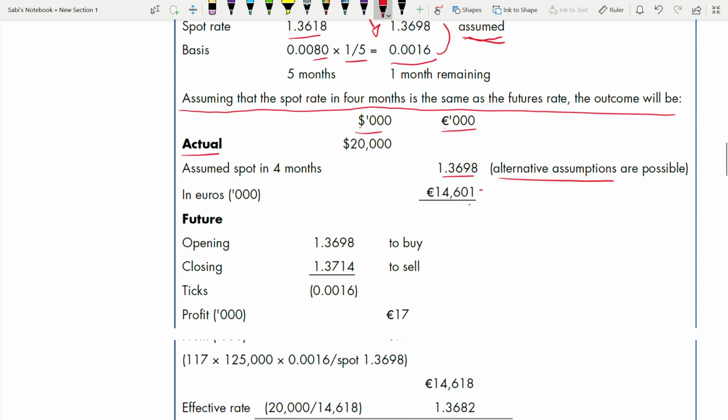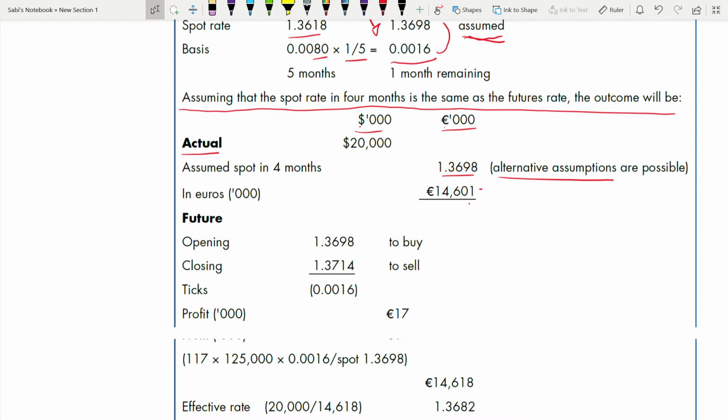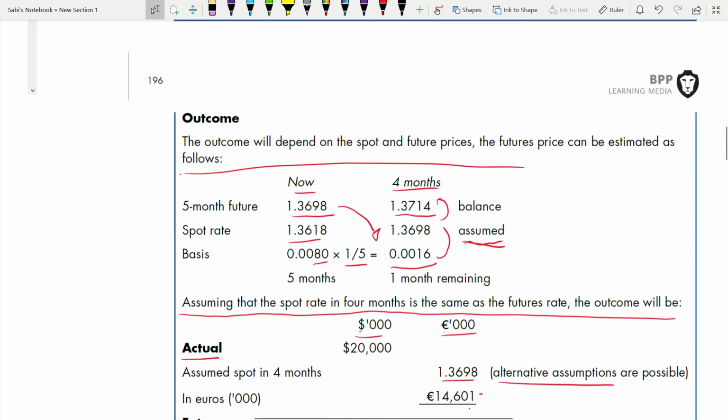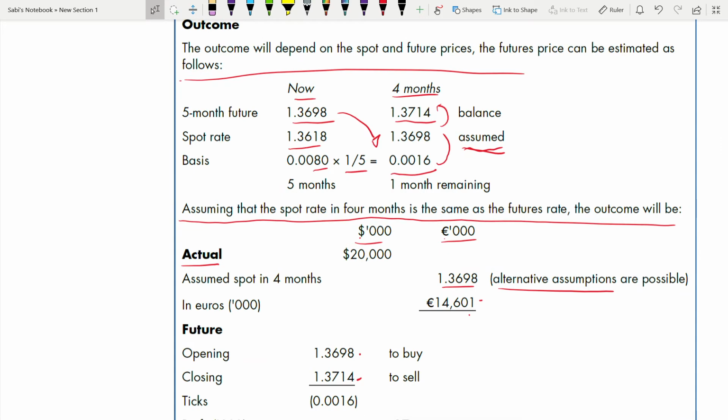Now let's go to the future. We know the opening price, and we have calculated the closing price also. The reason we calculate the closing future price is always to find the gain or the loss in the future market. Opening is 1.3698, closing is, as we calculated above, 1.3714.